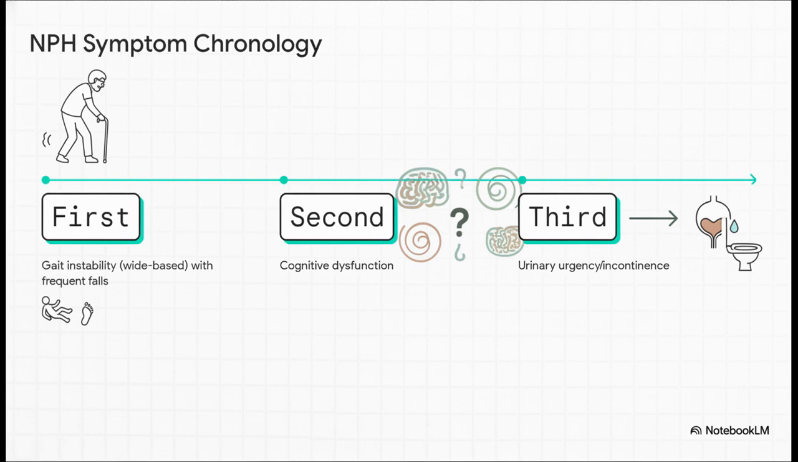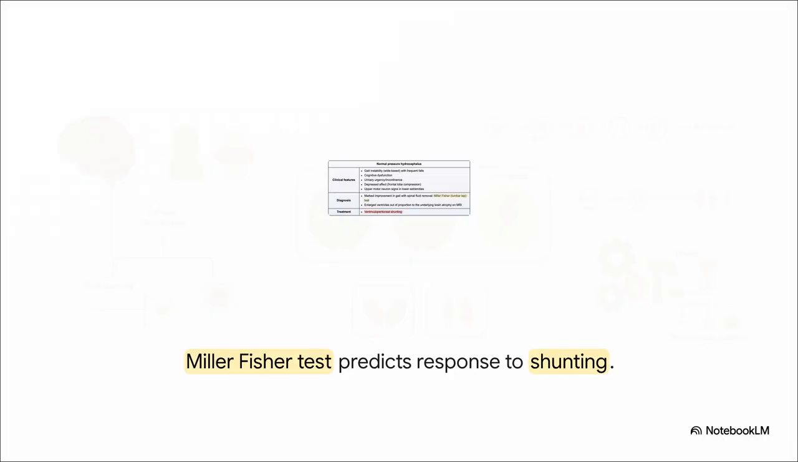Listen, if the cognitive issues or the incontinence happen before the gait issues, you need to reconsider the diagnosis of NPH entirely. When you're evaluating these patients, a brain MRI is going to show ventricles that are enlarged way out of proportion to the underlying brain atrophy.